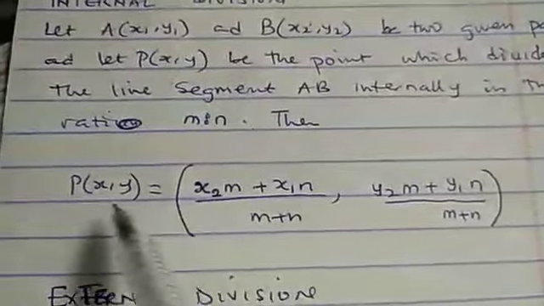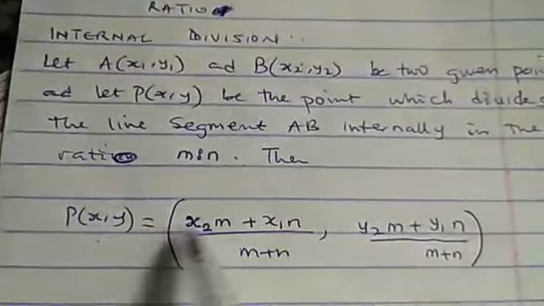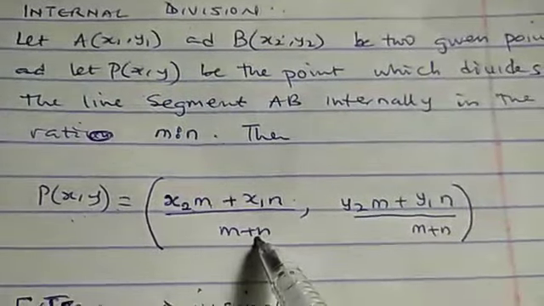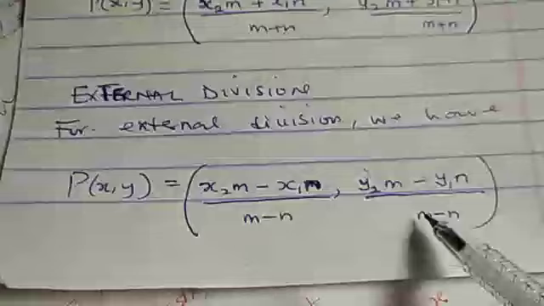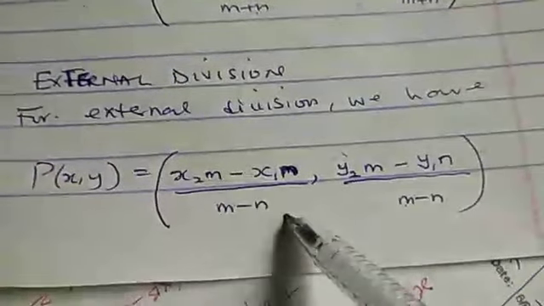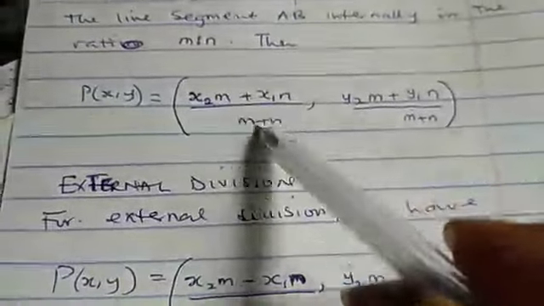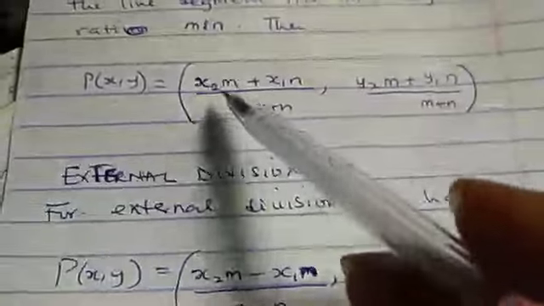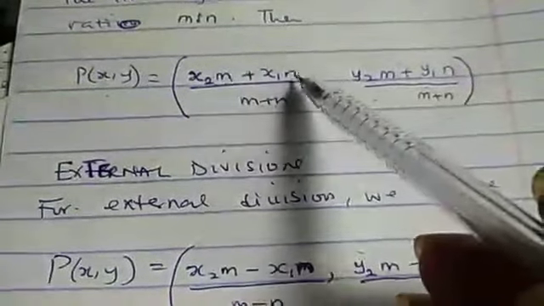Then we have P of (x, y) to be this: x2m plus x1n over m plus n, and this. And for external division, we have P of (x, y) equal to this. You can see the only difference is that this is minus, this is minus, and this is plus. They are the same thing, x2m, x1n.